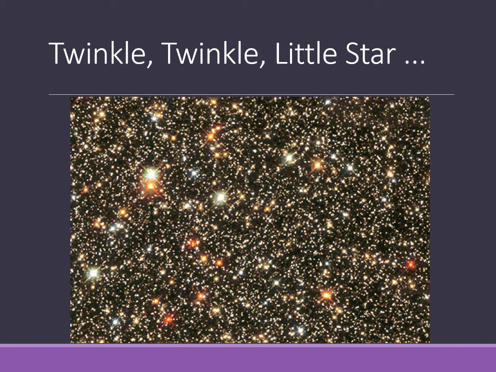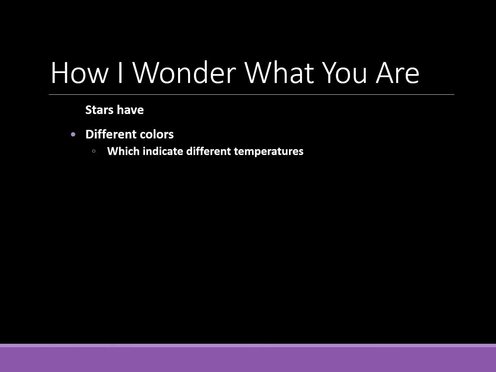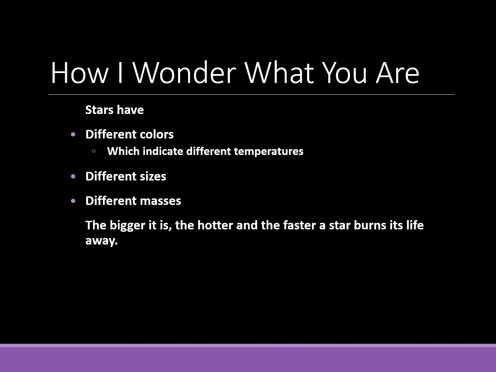It's a combination of everything. It's a combination of temperature. It's a combination of distance from us in terms of light years. And it's also telling you the apparent size of the star compared to our reference point of the Earth. So basically, stars have different colors, they indicate different temperatures, different sizes, different masses. The bigger it is, the hotter it is, and the faster a star burns, the sooner it perishes. So that's what we saw in the previous slide.